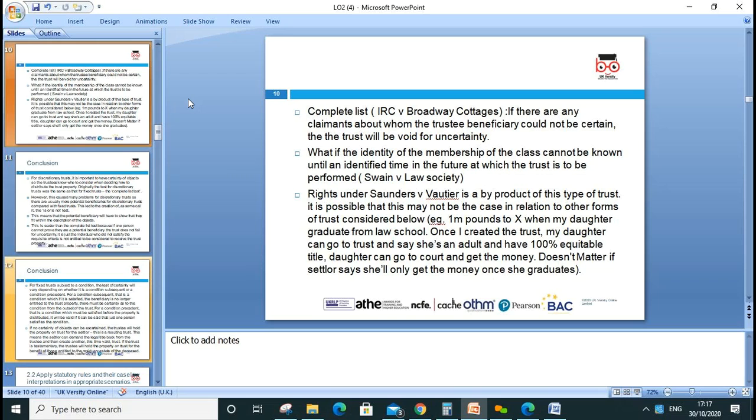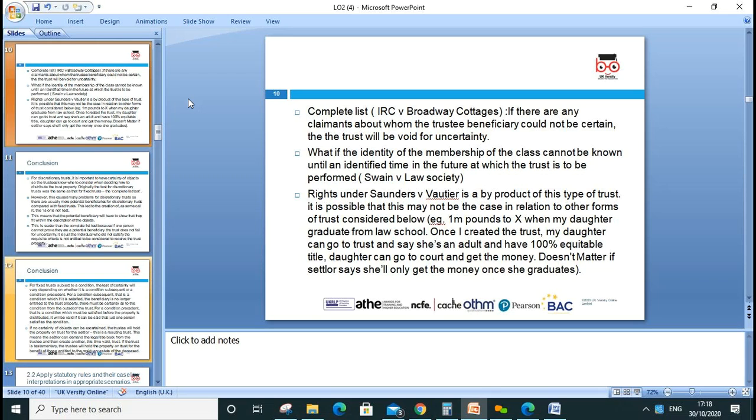So if there is any claimant about whom the trustee could not be certain, the trust will be void for uncertainty. Okay, so the membership of the class cannot be identified until the time in the future at which the trust is to be performed. Yes, like Pond versus Law Society, this is the type of the trust.